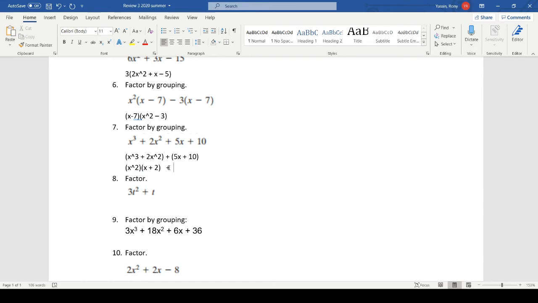Now the second one. We need to say what's a common factor between 5x and 10. This one doesn't have an x, so let's look at the numbers. 5 and 10 have a common factor of just 5. 5 can go into 5, 5 can go into 10. So 5 is a common factor. If you do 5x divided by 5, you'll just have x. And if you do 10 divided by 5, you'll have 2 left over.